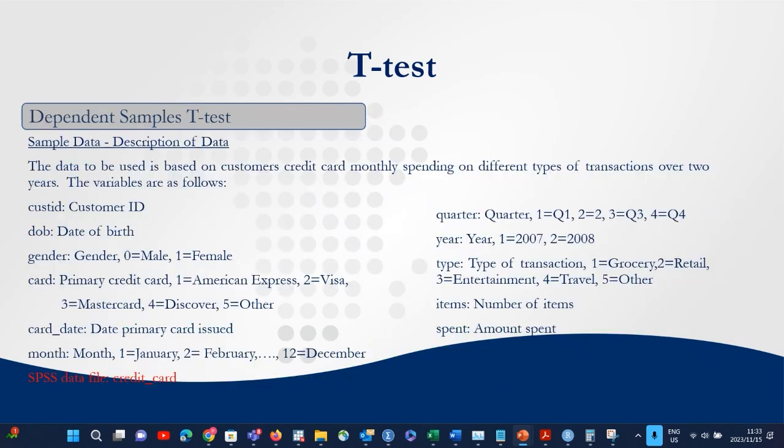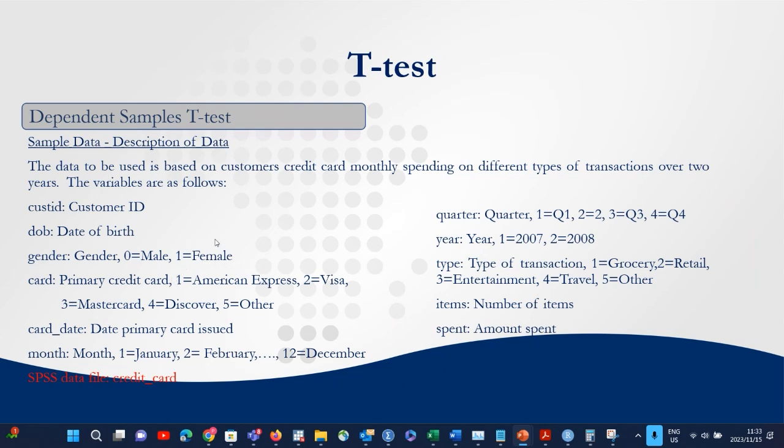And then we can also have a t-test where we look at two samples, but they are dependent. When we are looking at two samples and they're dependent, we say it's a dependent sample t-test, or a paired t-test. The data that we use here for the example is data about customers' credit cards and their expenditure on different transactions. So you can see the data.